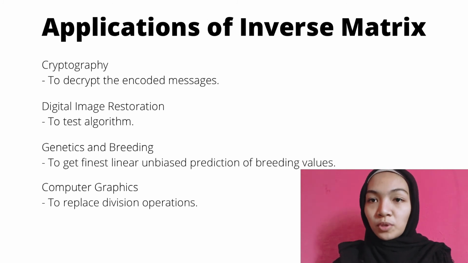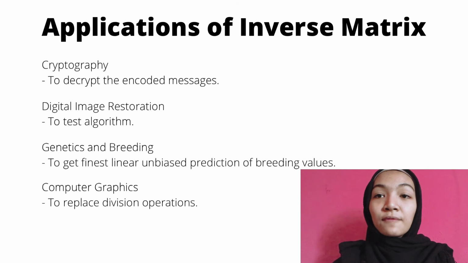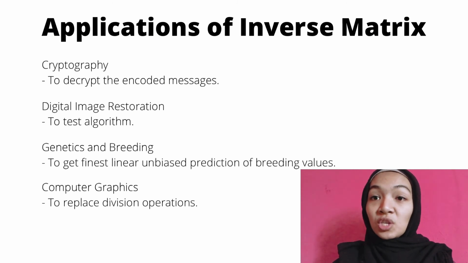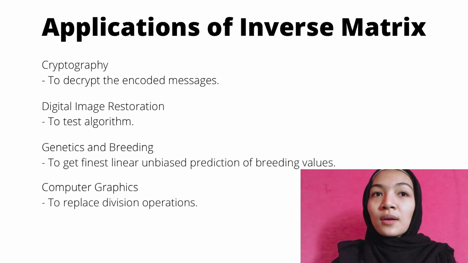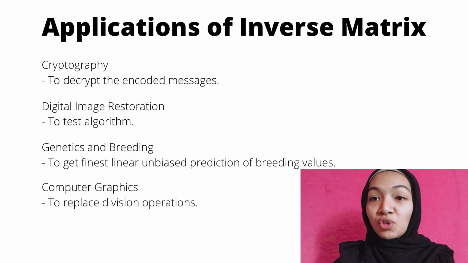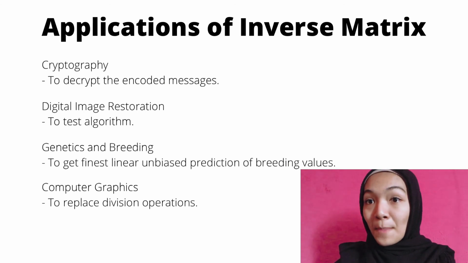The first one is cryptography. Cryptography is a practice to keep data and information secure. Inverse matrix is used to decrypt the encoded messages. The next one is digital image restoration. Digital image restoration is applied in many fields such as medical imaging and diagnosis to get clear images. Inverse matrix is used to test the algorithm for a better image.